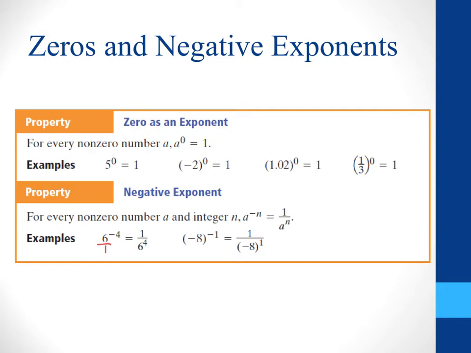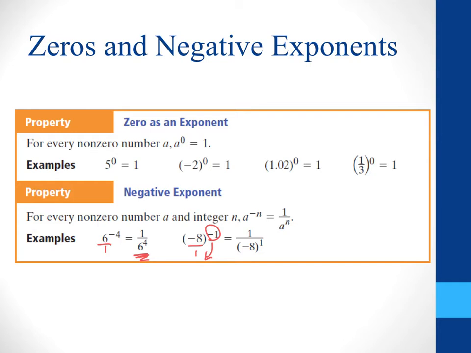So that negative 4 is telling me that the power of 6 to the 4th is in the wrong spot, and that 6 to the 4th should actually go to the denominator instead of being in the numerator, as you can see right here. Likewise, if I have negative 8 raised to the power of negative 1, that's really negative 8 over 1, and that tells me, again, because of the negative exponent, that it needs to move down to the denominator. So then I would end up with 1 over negative 8 to the first power.